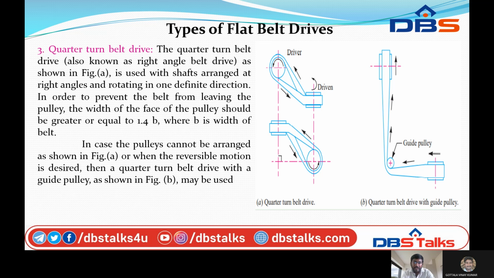In order to prevent the belt from leaving the pulley, the width of the face of the pulley should be greater than or equal to 1.4 B, where B is the width of the belt. So we can see the figure. In figure A, quarter turn belt drive, it has two shafts. So the first one is a driver and the other a driven. The driven rotates in anti-clockwise rotation. The driver rotates in circular rotation.